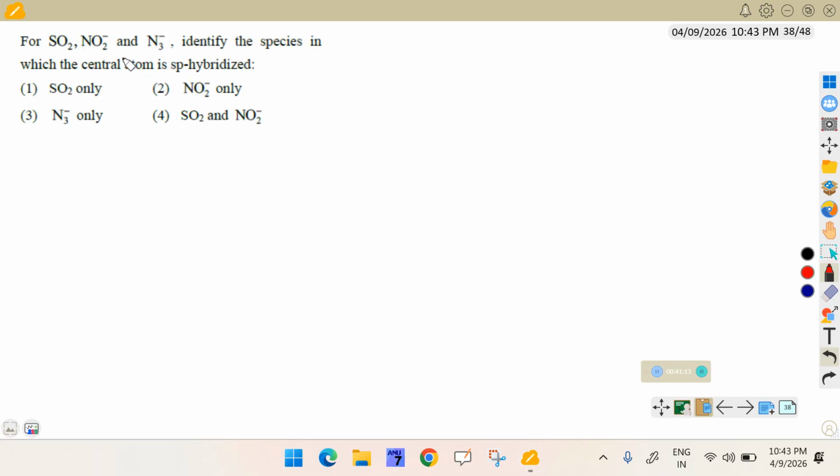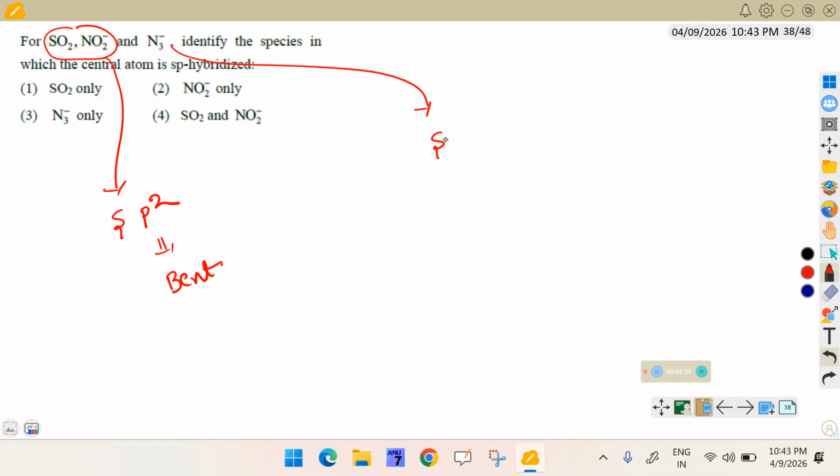For SO2, NO2 minus, N3 minus, identify the species in which the central atom is sp hybridized. SO2, NO2 minus, in these two cases, central atom is sp2 hybridized and the shape is bent. N3 minus, sp hybridized, geometry is linear. N3 minus is also called azide ion.